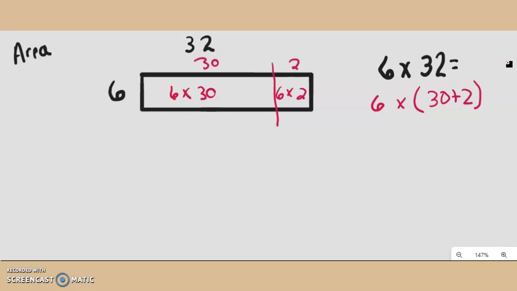Okay, so then you're going to distribute the 6 to the 30 and the 6 to the 2. Distribute the 6 to the 30 and the 6 to the 2. Okay, so you'll end up with an equation that looks like 6 times 30, plus 6 times 2. And then you are going to solve for 30.